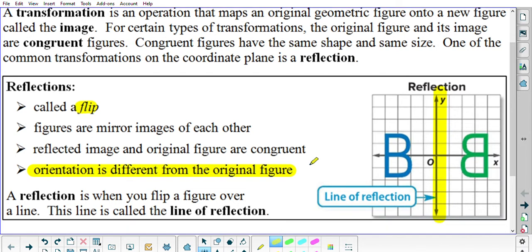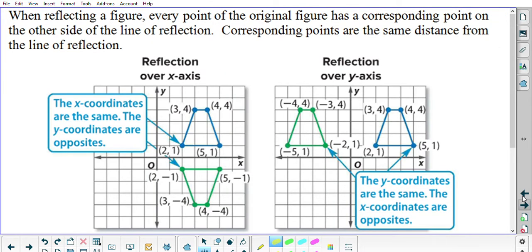A reflection is when you flip a figure over a line. That line is going to be called the line of reflection. Now, the example we have here was it being reflected over the y-axis. We could also reflect something over the x-axis. If you continue looking here in your guided notes, you're going to see two different examples here. Follow along with me as I read this out loud.